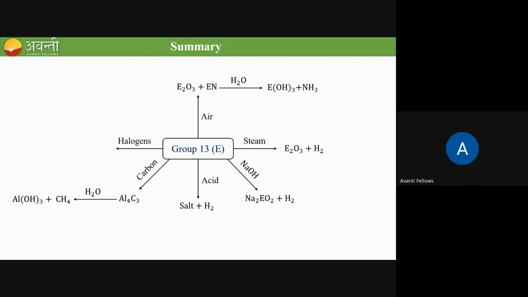When it reacts with halogen, it forms halides of type EX3. And when this EX3, like BCl3 or AlCl3, is treated with water, it again forms the hydroxides. So this is the general chemical property summary of group 13 elements. You don't have to worry about the detailed chemical reactions of it. You just need to study the reaction with air, the reaction with acid, and the reaction with halogen. These are very important parts.